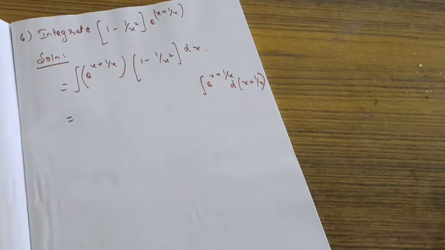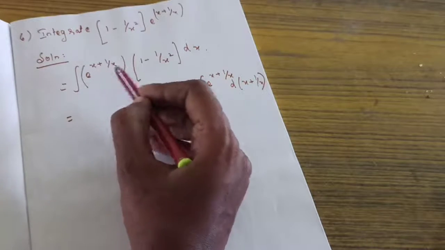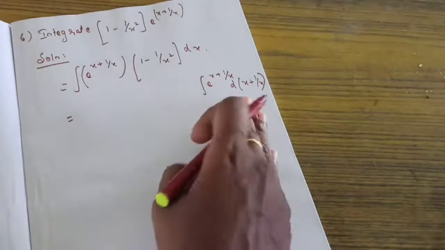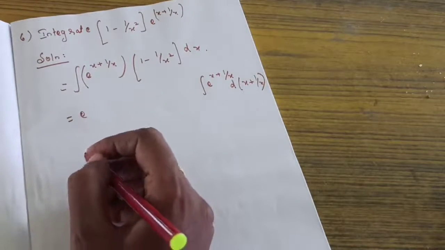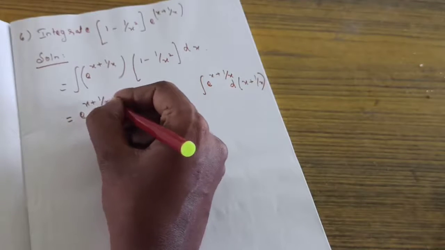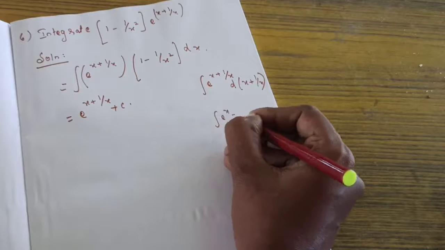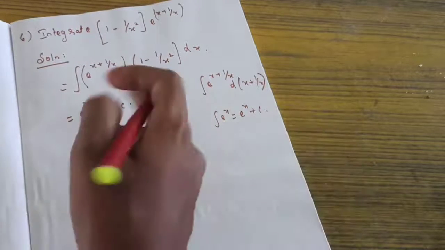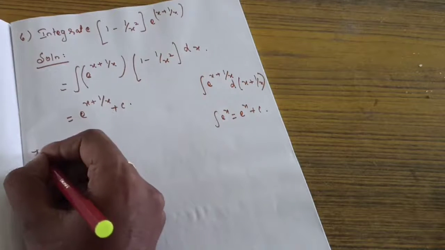Okay. So you need to see whether there is any connection between these two. So when you are saying this, you come to know x plus 1 by x, this one differentiation is 1 minus 1 by x square. So we can write like this. Okay. So from this you can write the answer directly. That is e power x plus 1 by x plus c. Okay. What's the reason? The integration of e power x is e power x plus c. So that's the answer. That's done. Have you got it? That's all. Okay. 7th question.